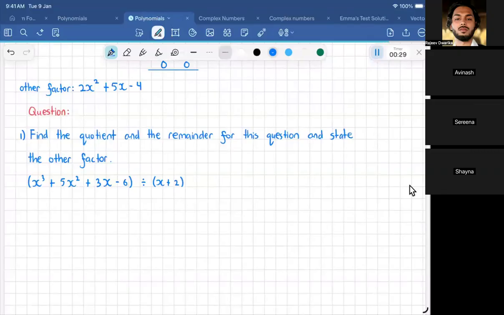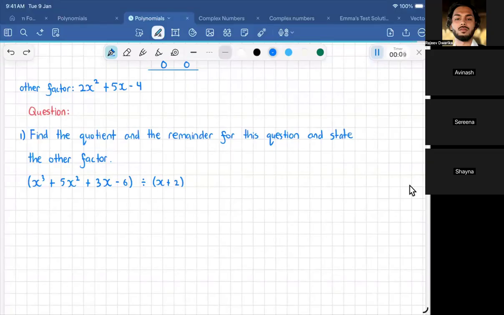Sheena and Serena, did you guys ever have to factorize a quartic expression where x was to the power 4? You see how this is a cubic expression? Did you ever have to find the factors for a quartic expression? Yes, sir. Okay, I'll do that as well.